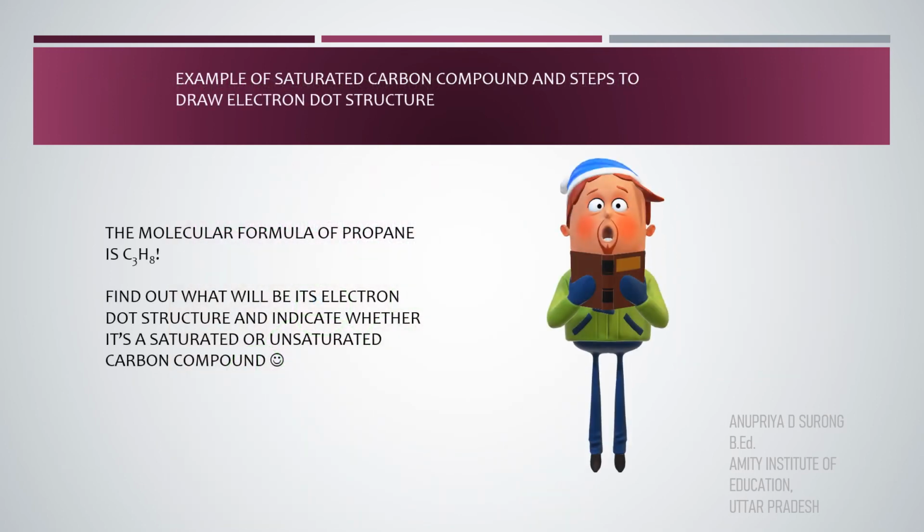Here's another easy task for you. The molecular formula of propane is C3H8. Find out what will be its electron dot structure, draw it, and indicate whether it's a saturated or unsaturated carbon compound.